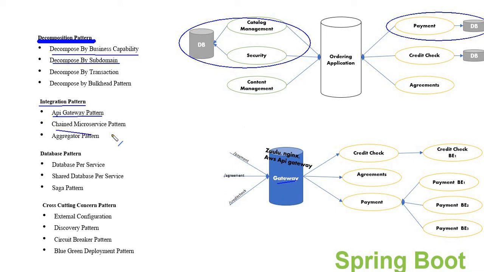And next comes the chained microservice pattern. Chained microservice pattern means, let's say I have a microservice called credit check, which does the actual credit check of a customer. That depends upon the response from another microservice. So once it gets the request, it will send another request to the backend microservice, and based on that response, this microservice will send the response back to the client.